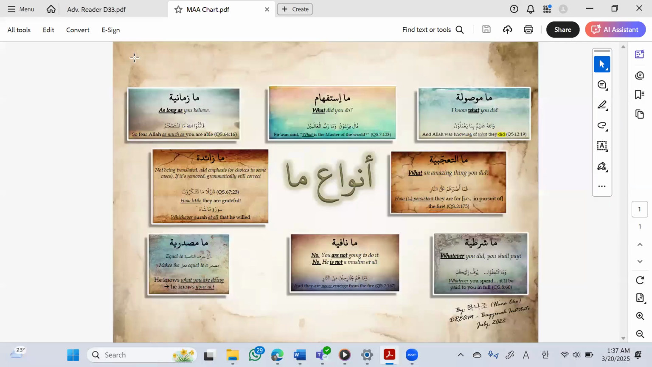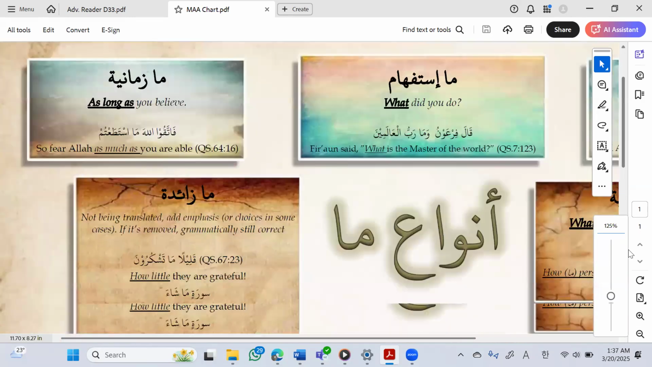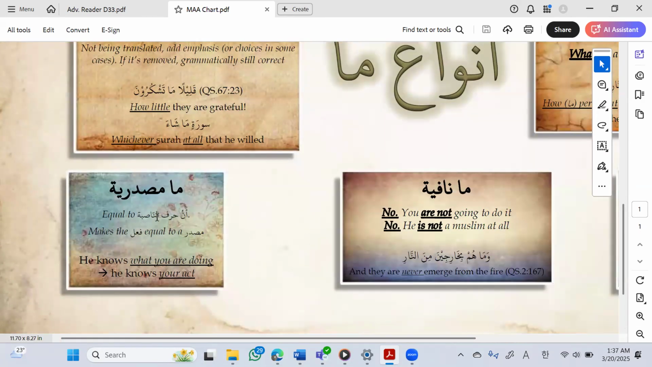We decided that the ma in this ayah is ma mausuliyah, right? And then we have ma masdariyah, which has a nasab and makes the fi'il equal to a masdar. Because we did this kind of exercise a few years ago, I always think that whenever we have ma mausuliyah, we can also think of it as ma masdariyah. Meaning, if it is ma mausuliyah, we can translate it as he knows what you are doing, and when it is ma masdariyah, he knows your act.